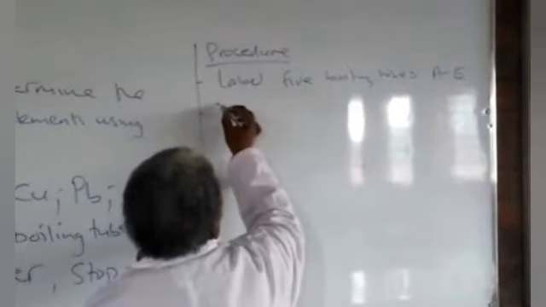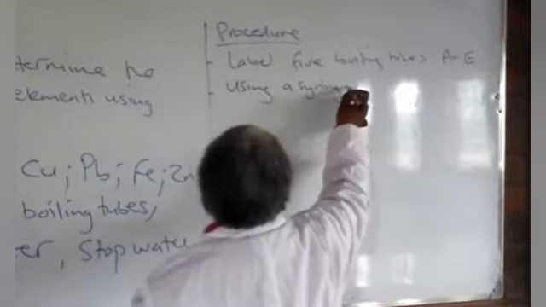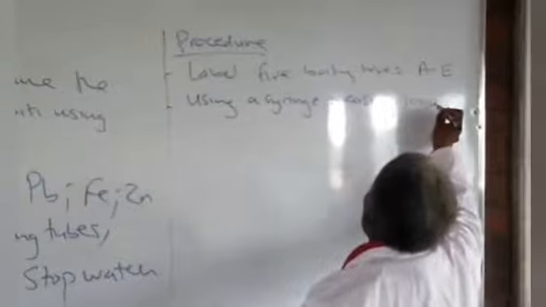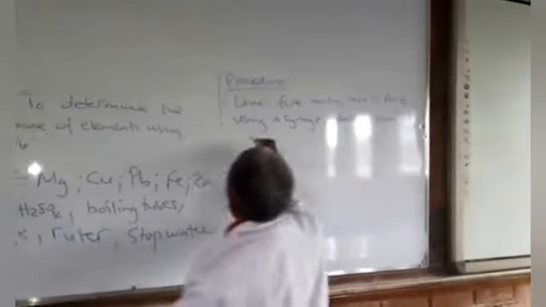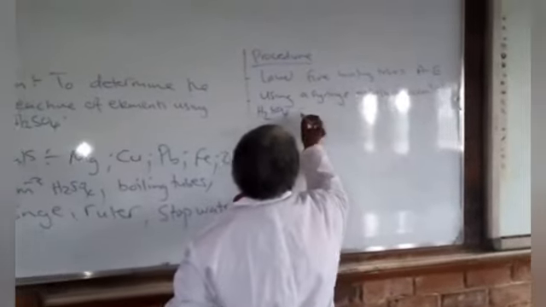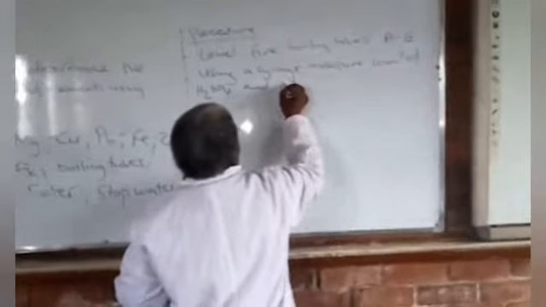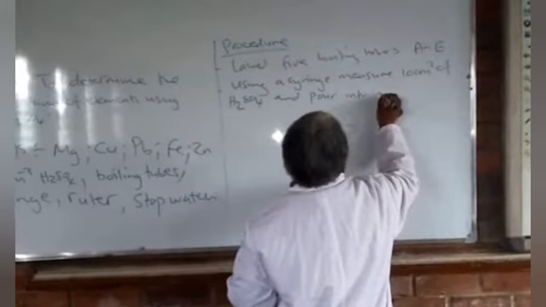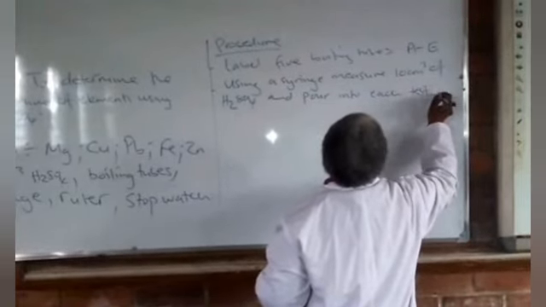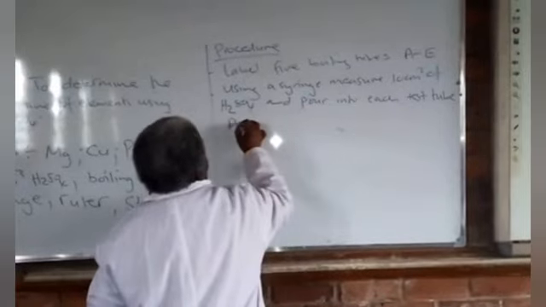Then using a syringe, measure 10 cubic centimeters of sulfuric acid and pour it into each tube, A to E.